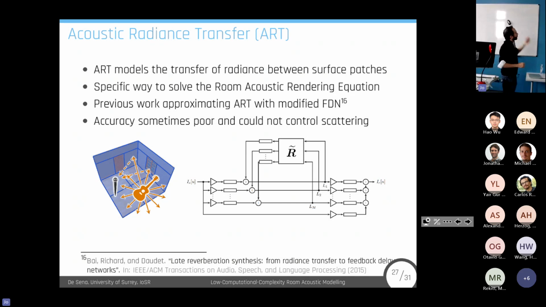Now Matteo started looking into this and he observed that accuracy was sometimes poor, especially for second and higher order reflections, if you don't have a high enough spatial resolution. Also, you could not control scattering in the way that the design was made. Because it was the first work on this topic, they used a very simple way to model the R tilde matrix.